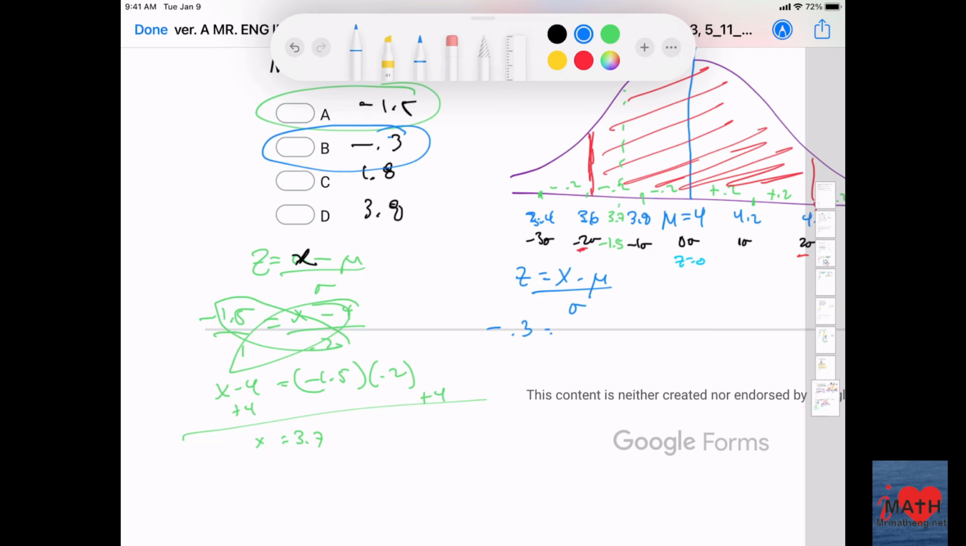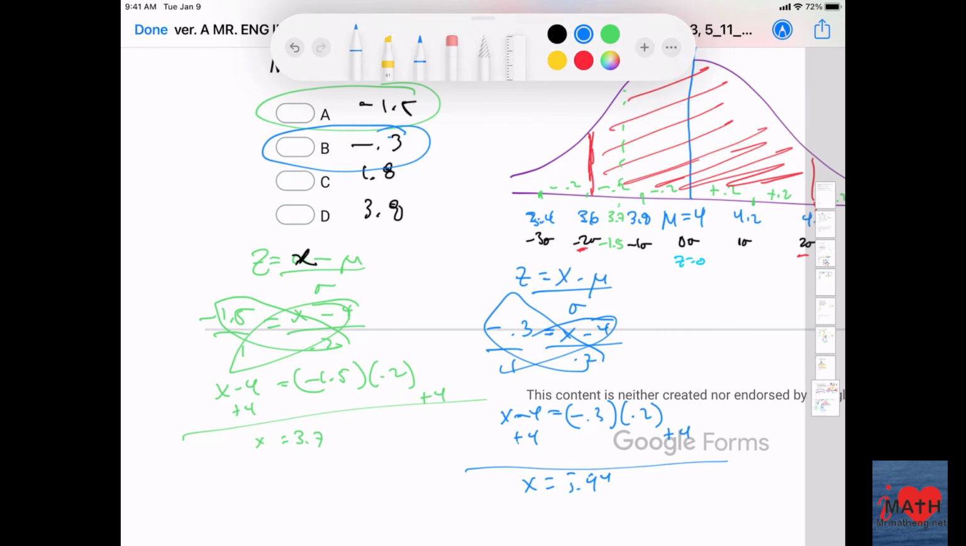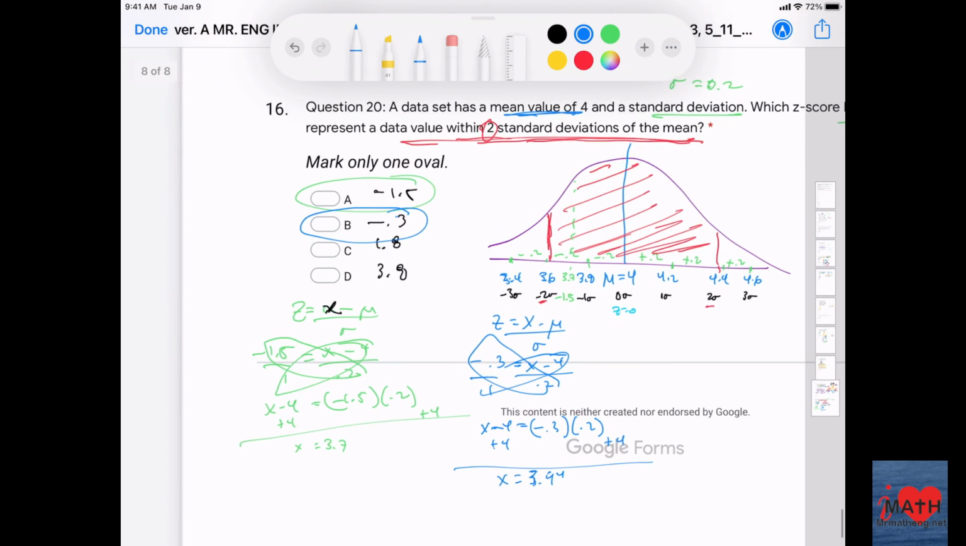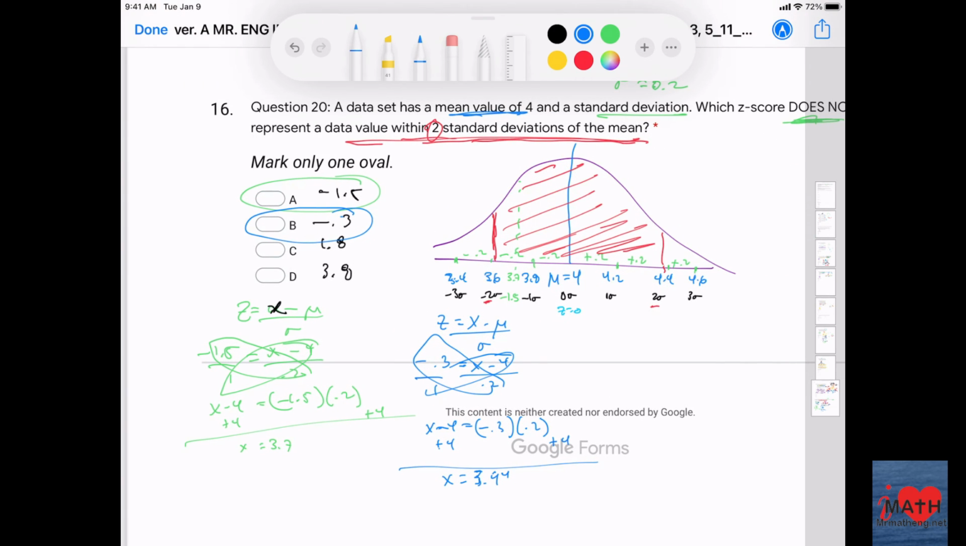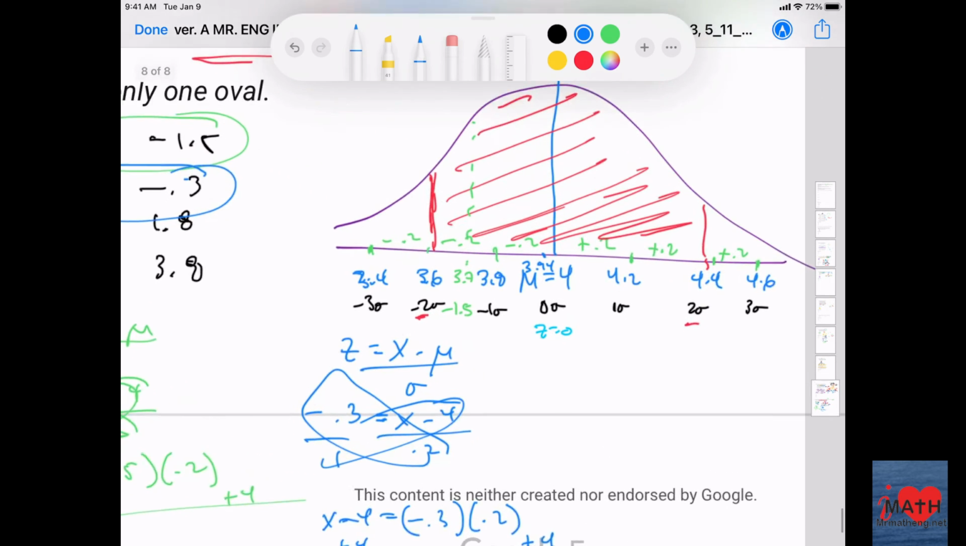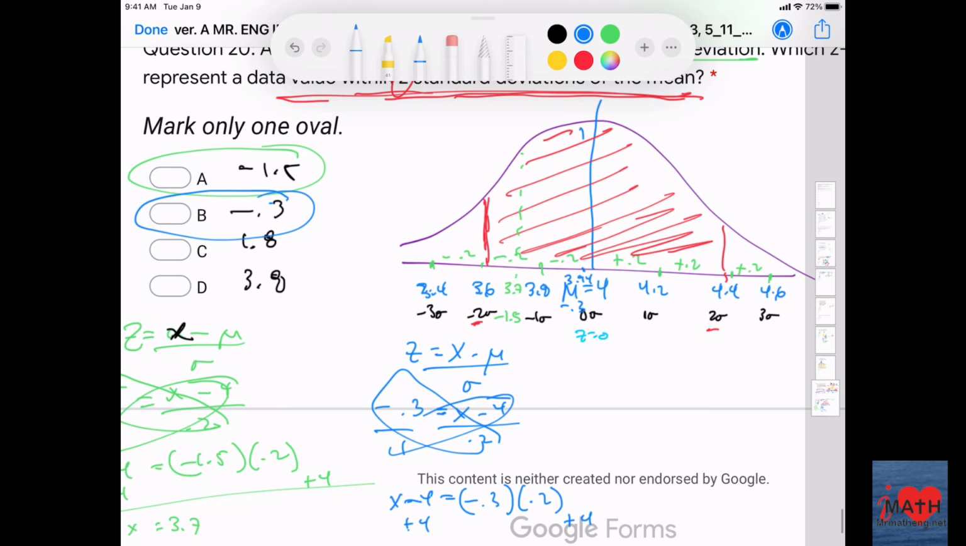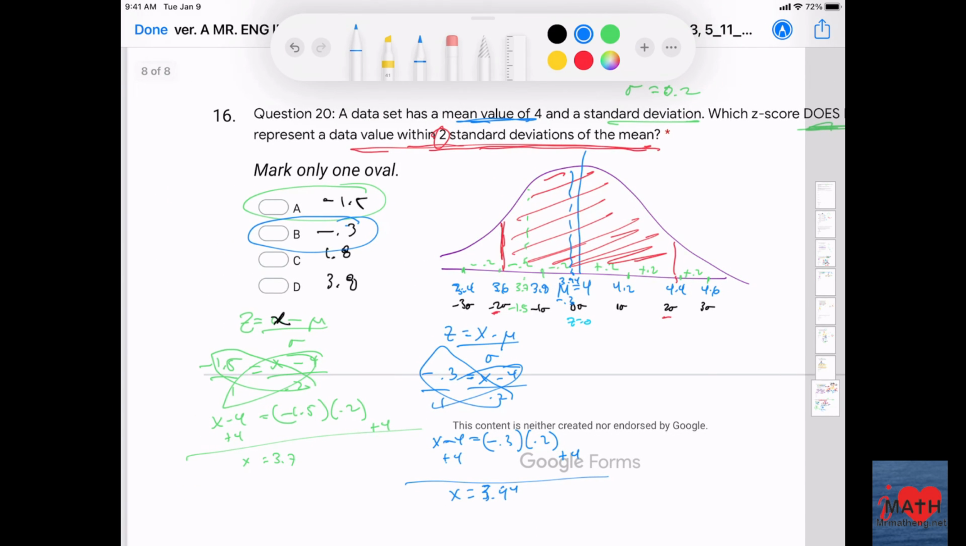So negative 0.3 equals x minus 4 over 0.2. We're trying to solve for x again. Cross multiply: x minus 4 equals negative 0.3 times 0.2, and of course you'll be adding 4. So if you put that into your calculator, negative 0.3 times 0.2, and then plus 4 gives me 3.94. Again, this should make sense because a z-score of negative 0.3 is at 3.94, which is like right here. So 3.94 has a z-score of negative 0.3. It's negative, so that's also in the red region. But I'm not looking for ones in the red region. I'm looking for the outside. What do you think the next one's going to be?